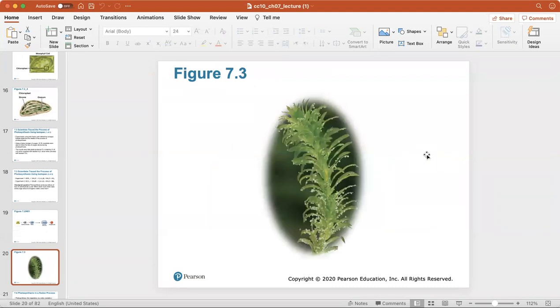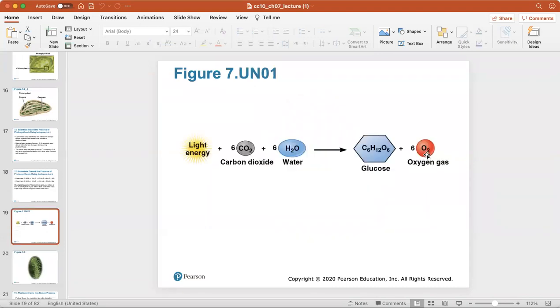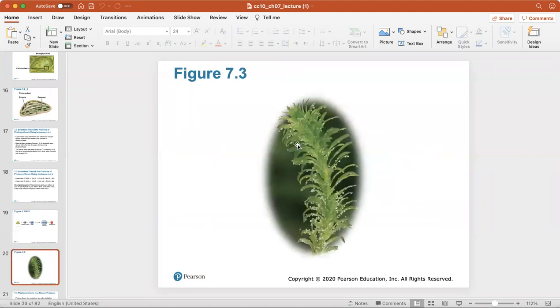So here's just an example of a plant. You can see here that it needs water from this equation. So this plant is taking in water through its leaves.